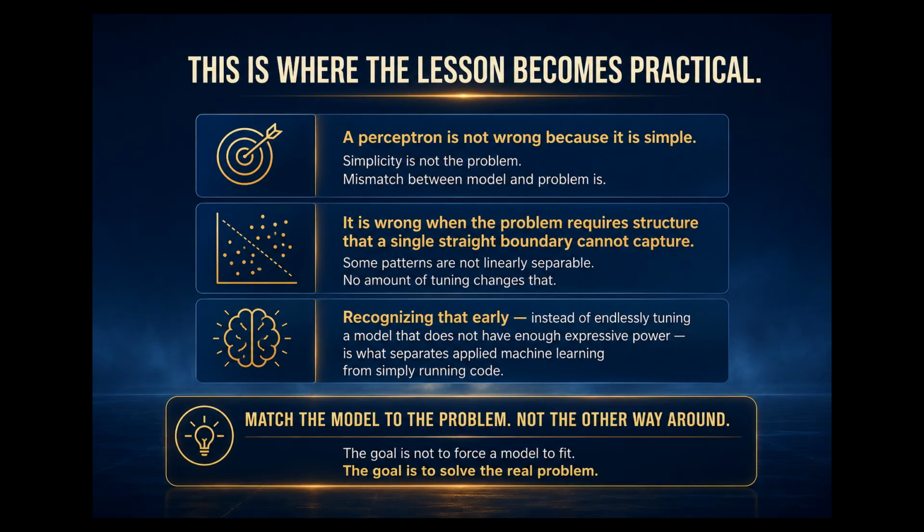This is where the lesson becomes practical. A perceptron is not wrong because it is simple. It is wrong when the problem requires structure that a single, straight boundary cannot capture. Recognizing that early, instead of endlessly tuning a model that does not have enough expressive power, is what separates applied machine learning from simply running code.